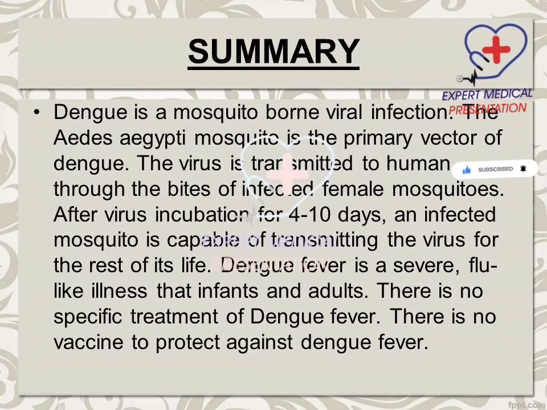Summary. Dengue is a mosquito-borne viral infection. The Aedes aegypti mosquito is the primary vector of dengue. The virus is transmitted to humans through the bites of infected female mosquitoes. After virus incubation for 4 to 10 days, an infected mosquito is capable of transmitting the virus for the rest of its life. Dengue fever is a severe, flu-like illness that affects infants and adults. There is no specific treatment for dengue fever. There is no vaccine to protect against dengue fever.